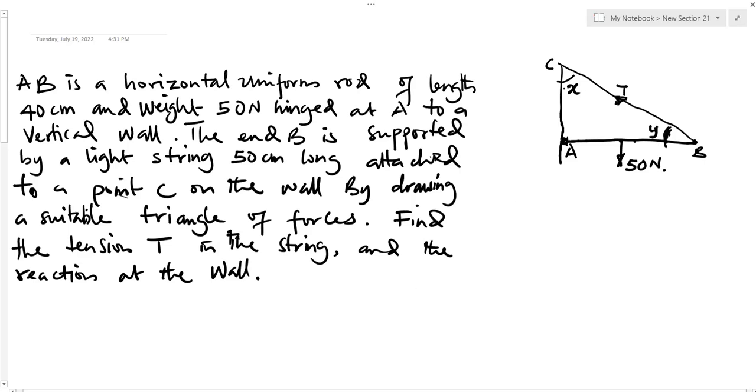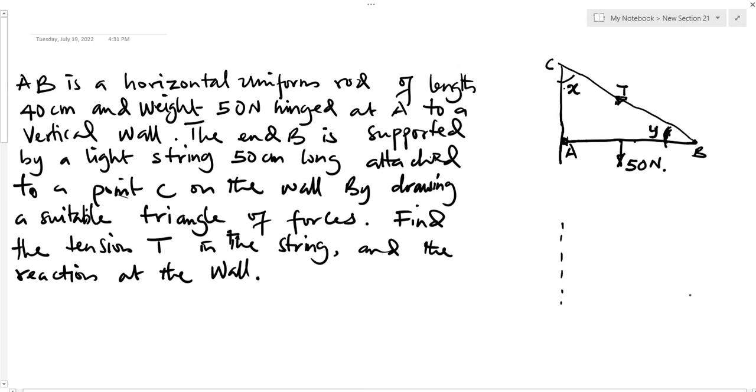Now, this is the diagram. Now, we're going to draw a free body diagram of this structure. Okay, there is no need to draw a free body diagram. What they want us to draw is a triangle of forces. Now, when you look at this structure, let me just draw it.